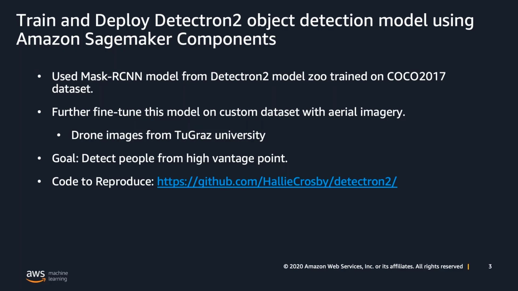This will be a Mask R-CNN model from the Detectron2 model zoo. It's been trained on the COCO 2017 dataset, and then the training that we're going to do will further fine-tune that model on a custom dataset of aerial imagery. So these are drone images, and you're going to be able to detect things from a very high vantage point. And this GitHub link is the link to a code repo that will help you reproduce this code.